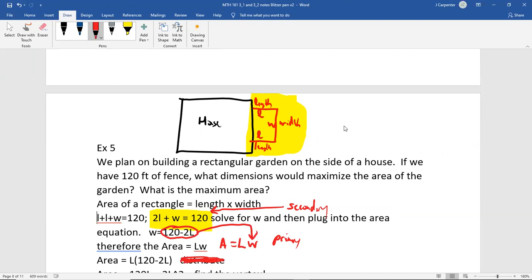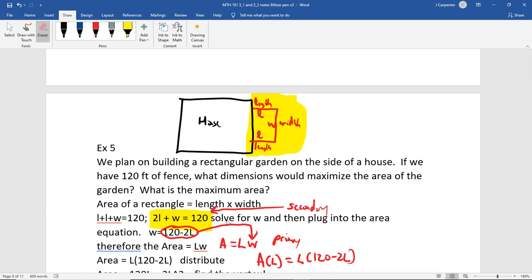And I'm using the word area, I can use the letter A, nobody cares which way you do it. You can actually use function notation. This is an A of L, if you wanted to write it as a function, because L is the variable, so it's dependent on L. That's not A times L, that's A of L. I know most people don't do it, except when they're using X's and Y's and F's, because it looks confusing. I get it.